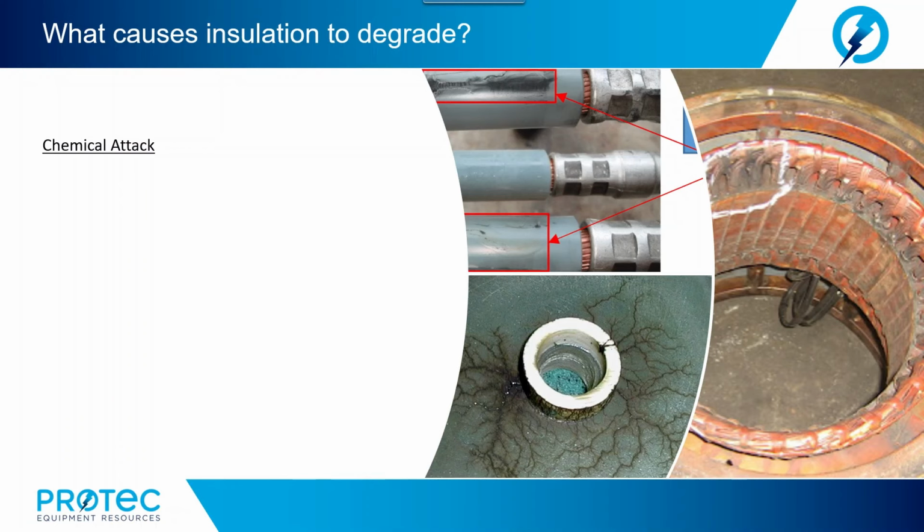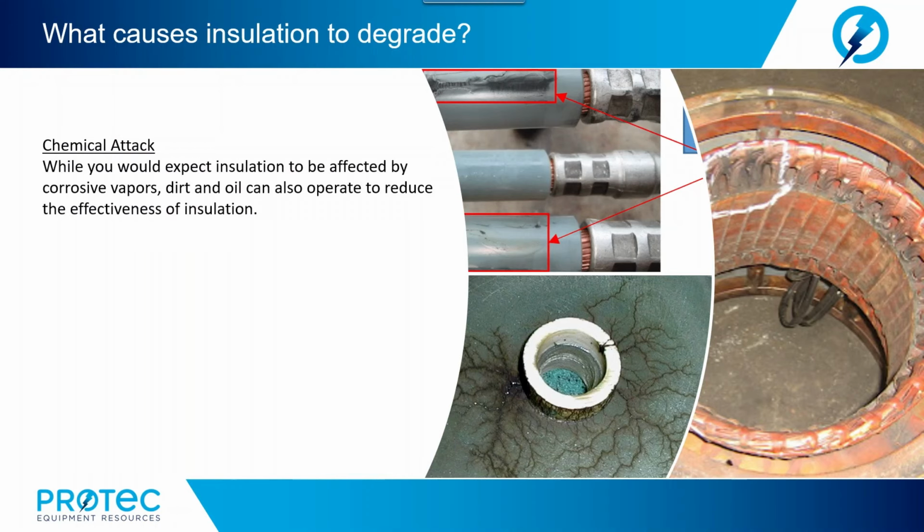Now, among the contributors of degradation, we also have chemical attack. While you would expect insulation to be affected by corrosive vapors, dirt and oil can also operate to reduce the effectiveness of insulation.